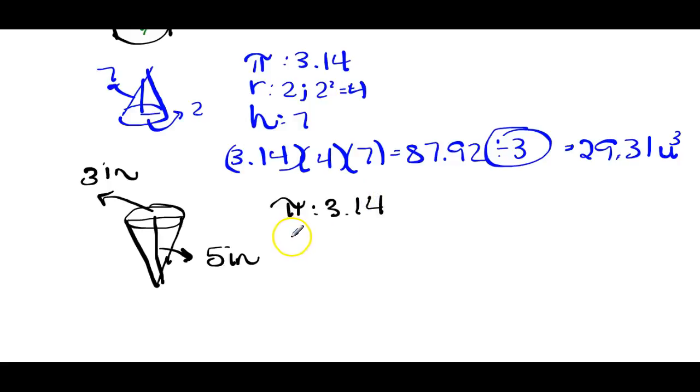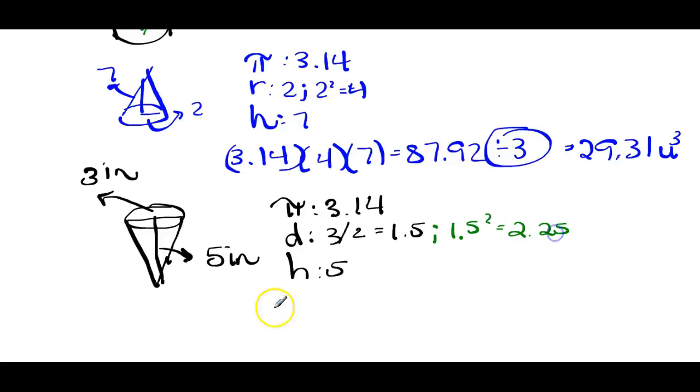Then we are going into our radius. Oops, but we have a problem. This isn't the radius. This is the diameter. And then our height is 5. Remember, in order to get the radius, we have to divide it in half, which would give us 1.5. Now, we still have to square the 1.5, which is going to give us 2.25.